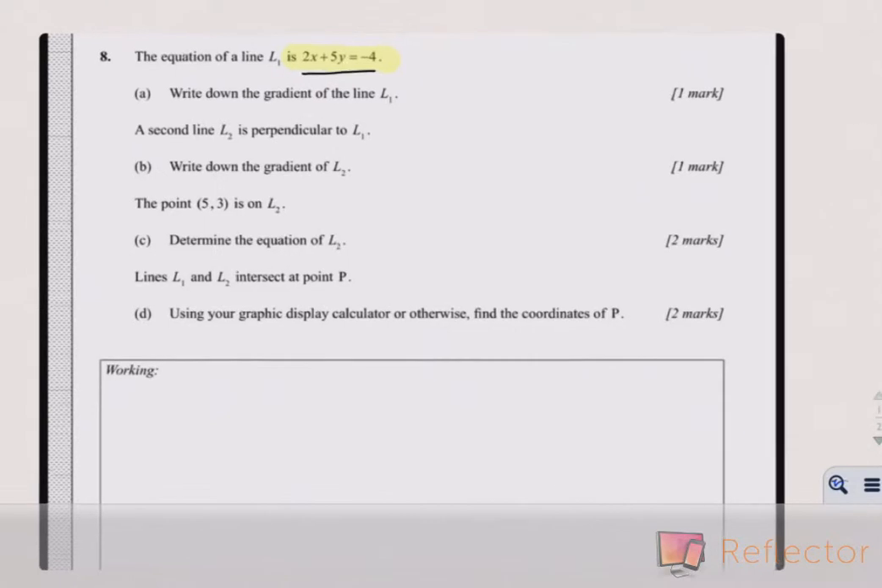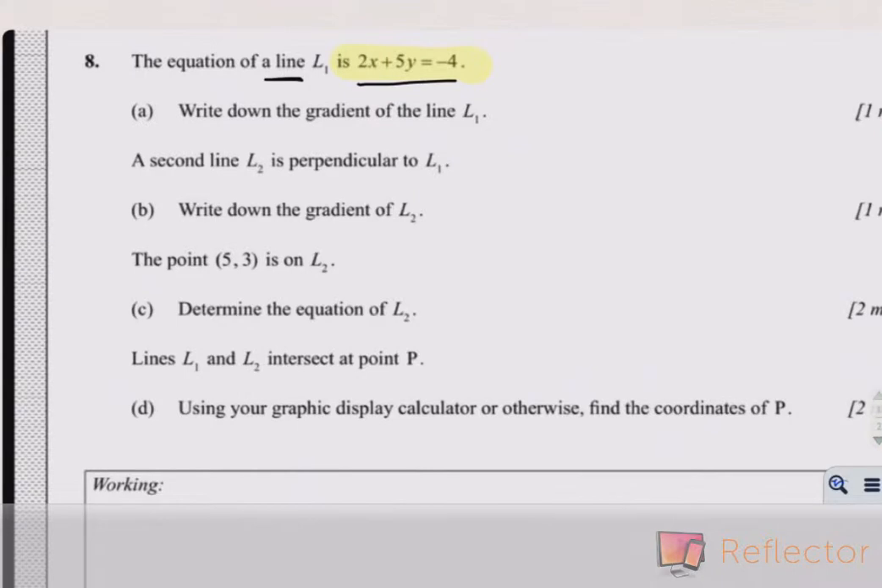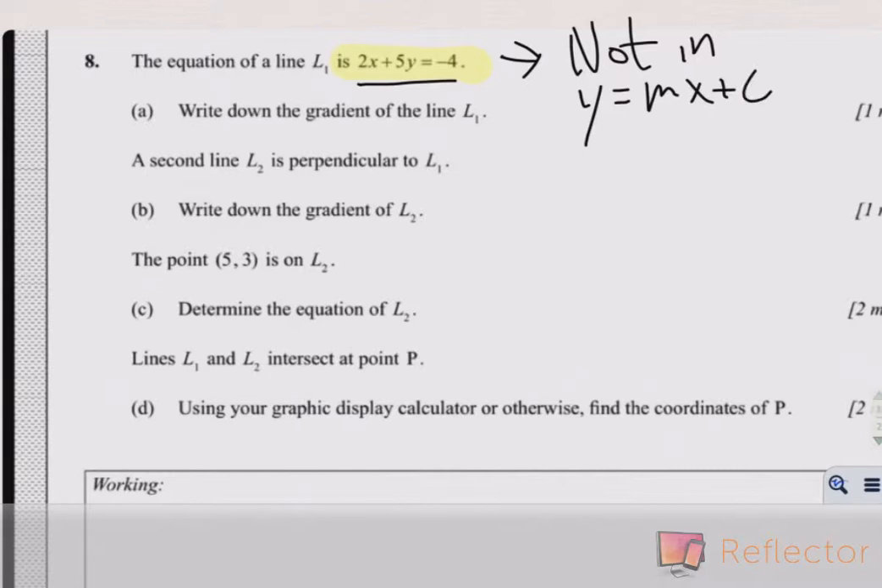We know this is a linear equation first because it tells us it's a line, and secondly because that x is to the power of 1. And there's no other x's to other powers or anything to the power of x like in an exponential function. So we know this is linear. However, the other thing that we know is that this is not in y equals mx plus c. So we're going to have to transform it if we want to find the gradient, which is what the first question is asking us. And so many students thought that 2 was the gradient.